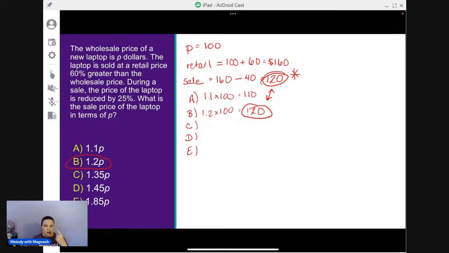So what did we do? Step 1, we picked out a number that would be a good, easy choice to work with. Step 2, we solved the question using our plugged in number. Step 3, we used the process of elimination and plugged that number into the answer choices. We didn't need to get to step 4 because we were already down to one answer choice.